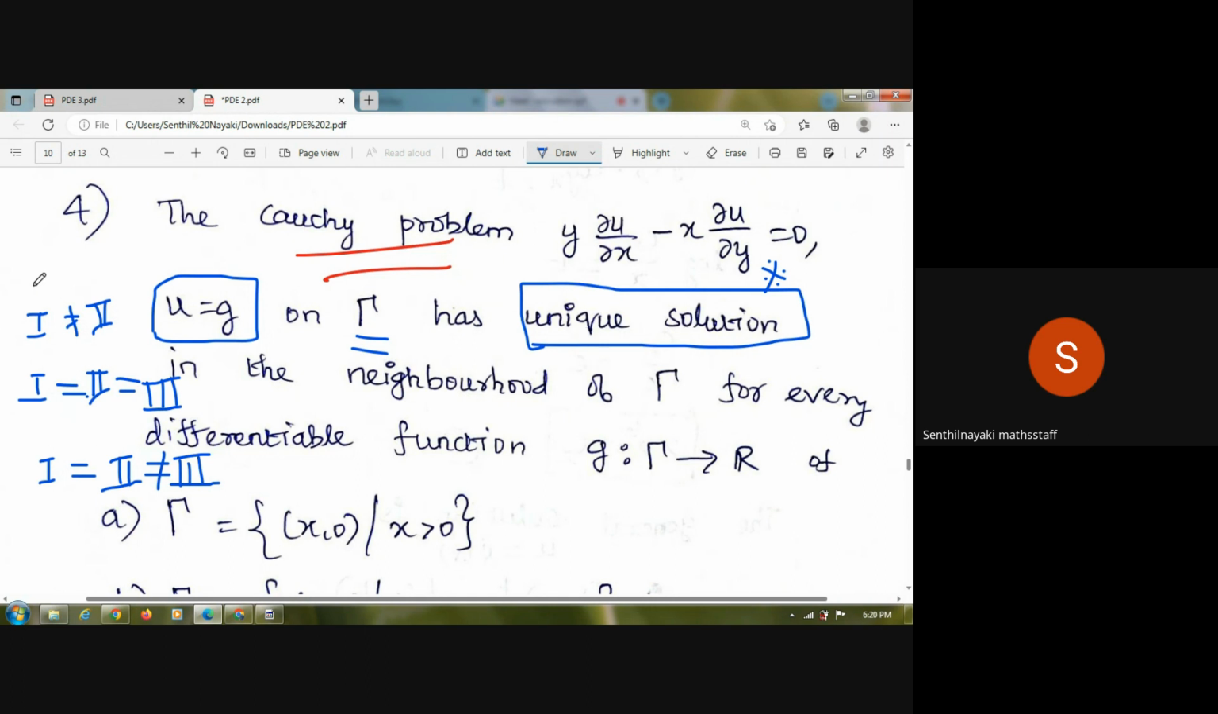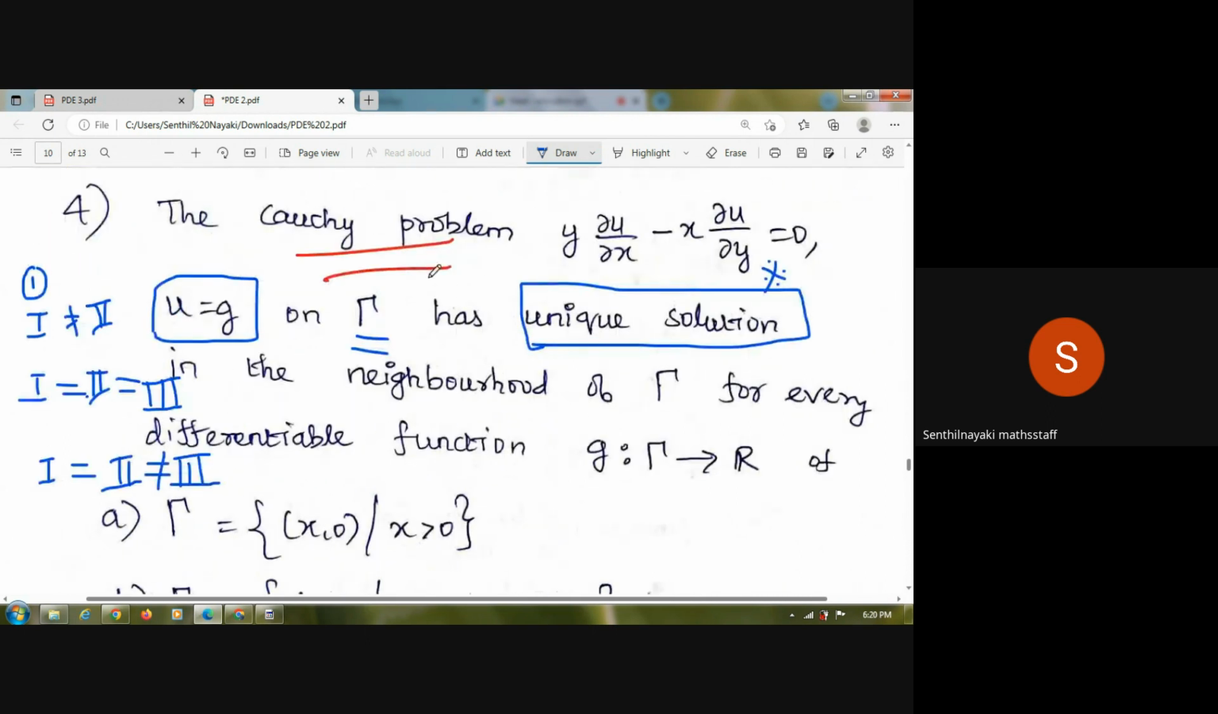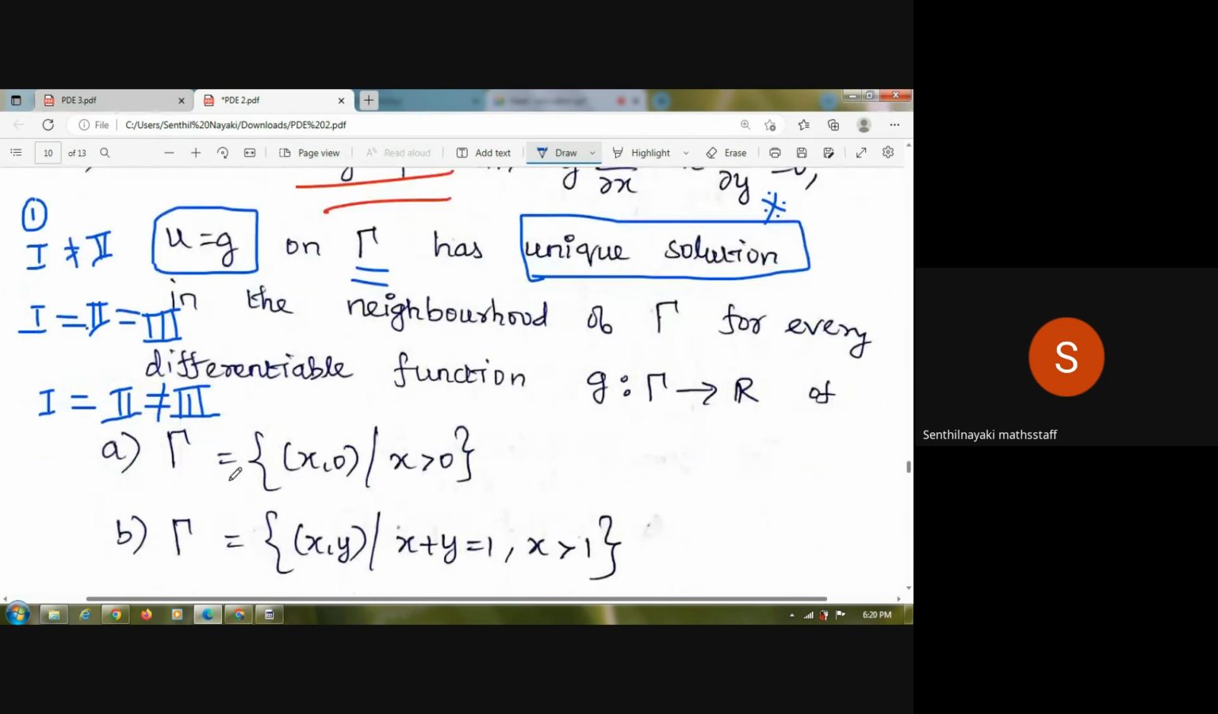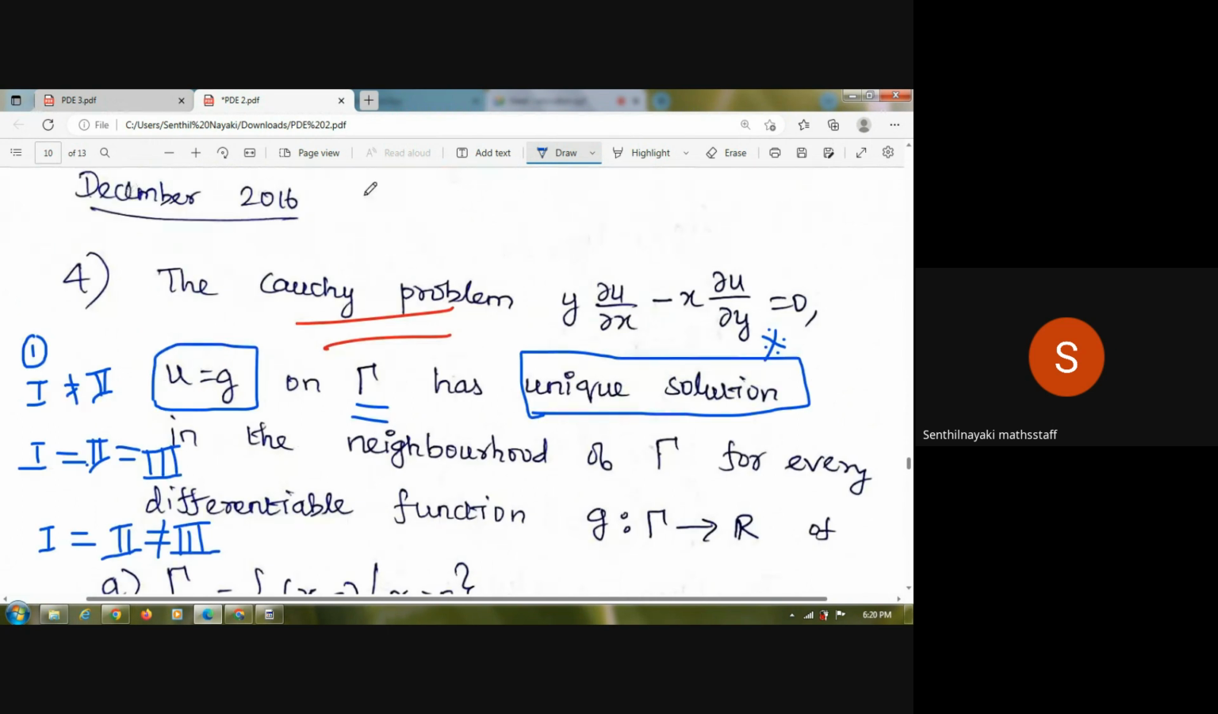So the first condition is itself satisfied. Here we have to find for which curve this Cauchy problem has a unique solution. We have to find the correct one out of these 4, and this is a CSIR NET question. This is coming under part C.